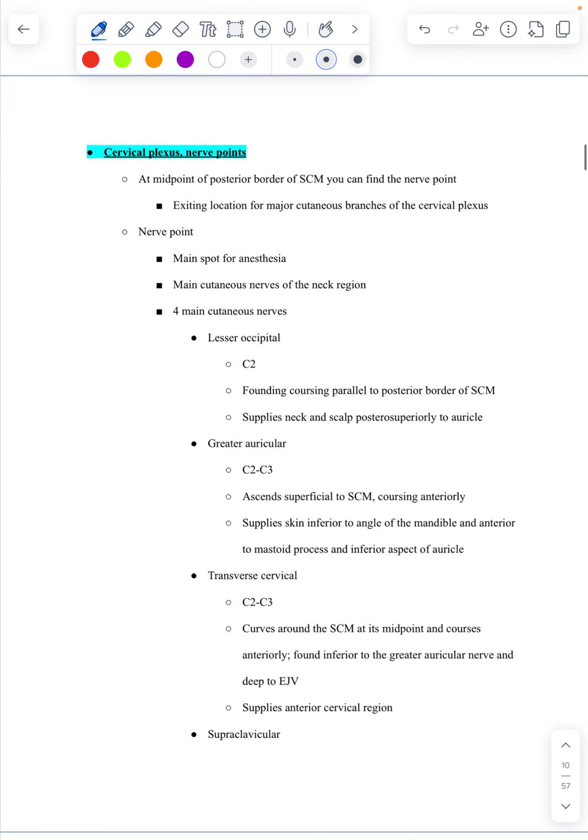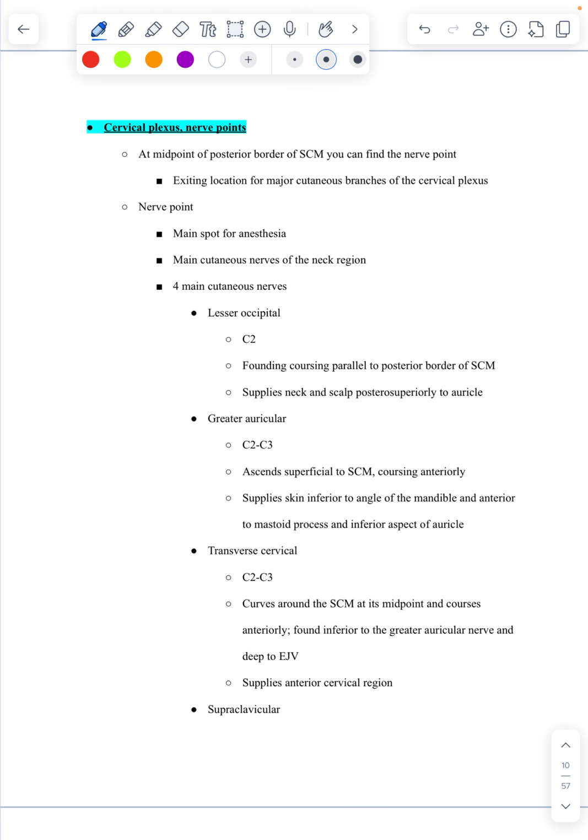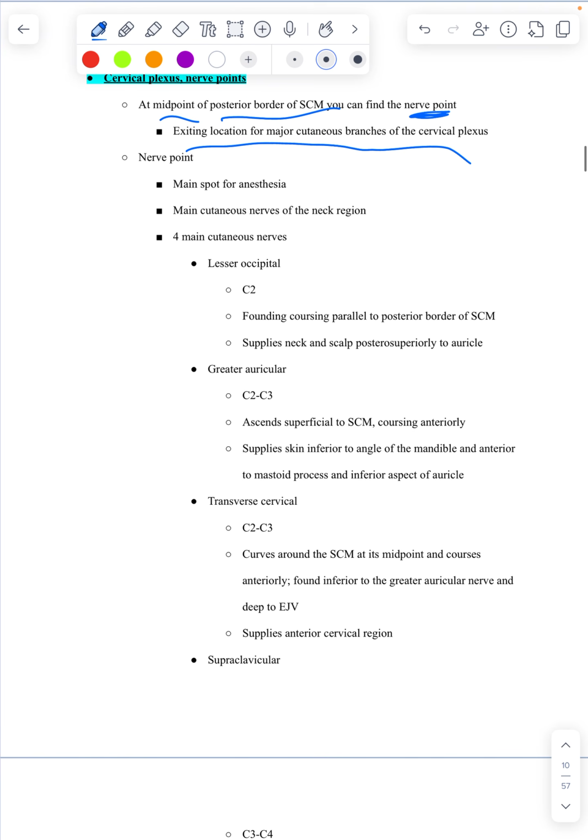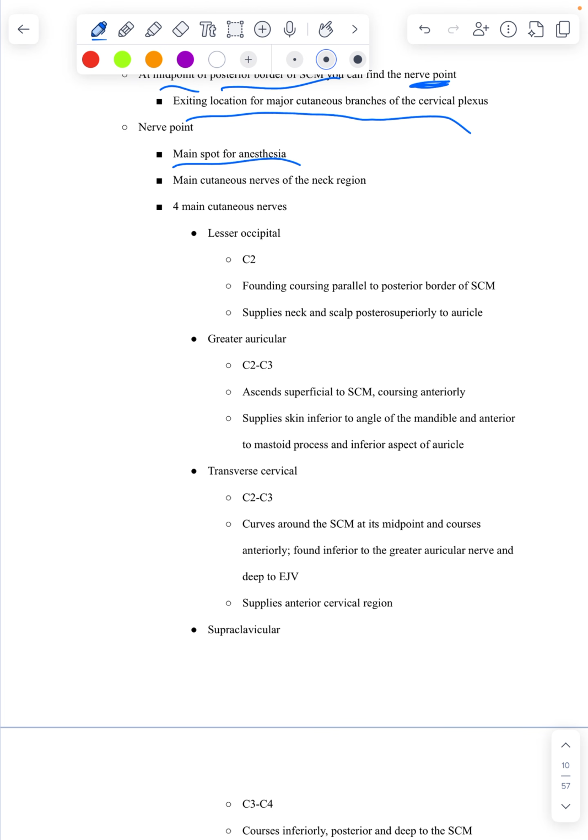Okay, now cervical plexus. So this is the stuff we were talking about when we said the posterior border of the SCM, around the midpoint, you have the cervical plexus. The specific spot, middle of the SCM posterior, is your nerve point, where all of these are located. It's the exiting location for these branches of the cervical plexus. So it's the main point for anesthesia, because if you want to block something, you want to find a point that you can block everything at once.